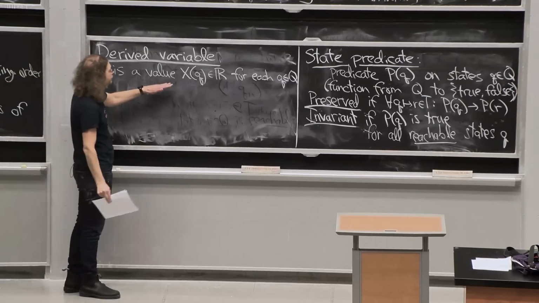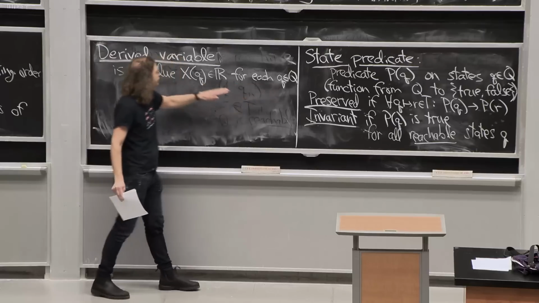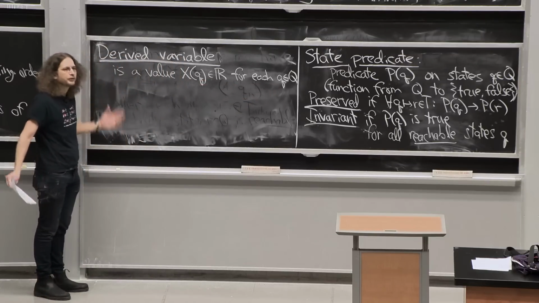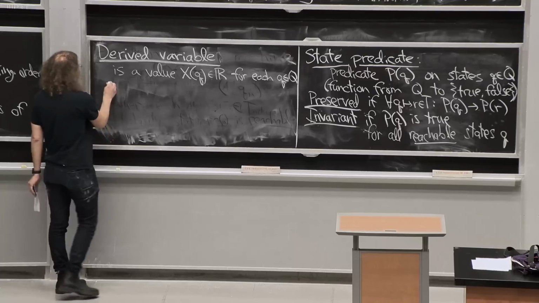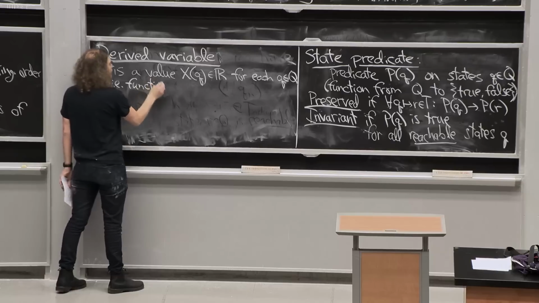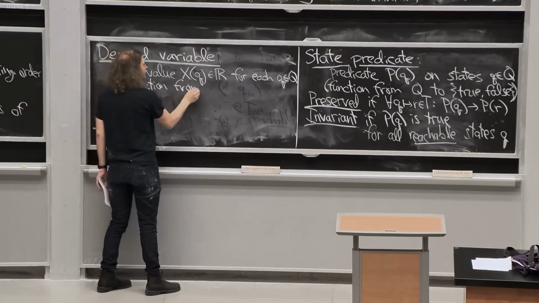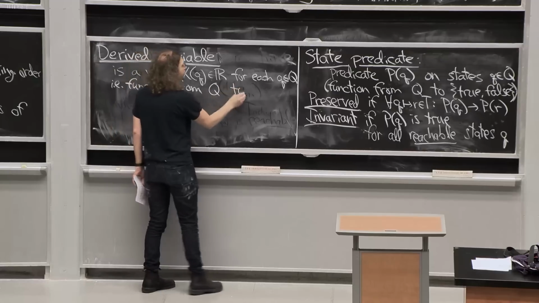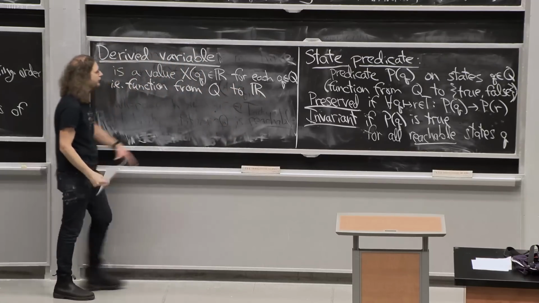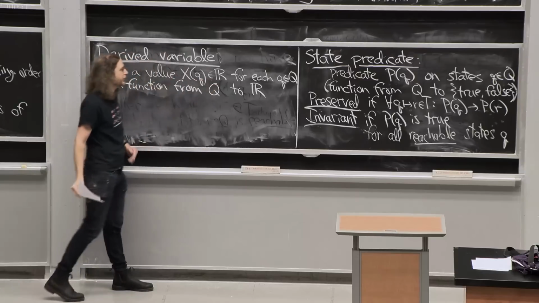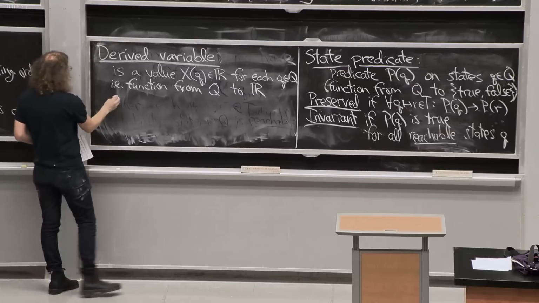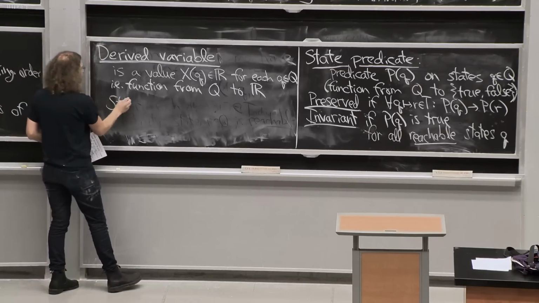It's very simple. It's just for every state, we define a real number, x of q, however you want. In other words, this is a function from the set of states to the real numbers. In our applications, we're only going to think of the natural numbers here, but in general, this could be a real number. And we're going to call it a derived variable strictly decreasing.